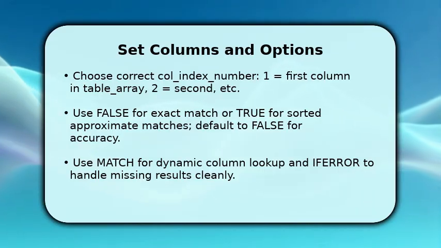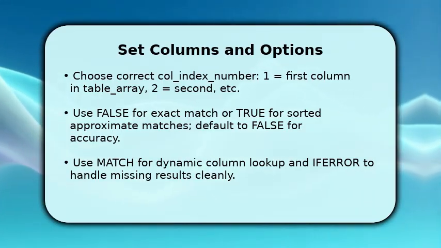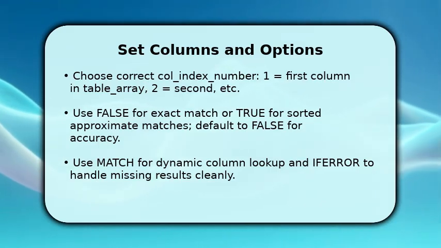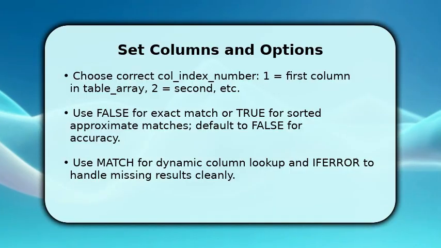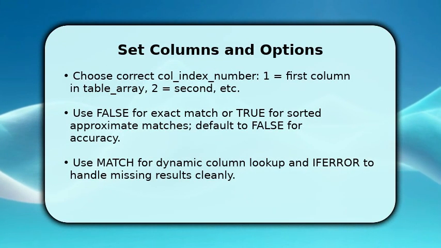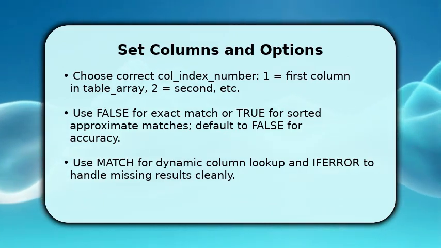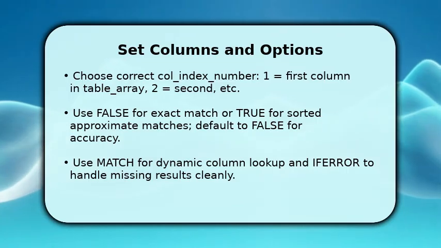Make sure you understand the fourth argument: use FALSE for exact matches and TRUE only for sorted approximate matches. Most cases need FALSE. Once comfortable, you can replace the static column index with MATCH to find a column dynamically and wrap the whole formula with IFERROR to return a clean message instead of an error when a lookup fails.